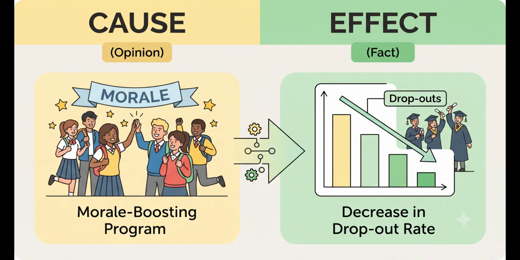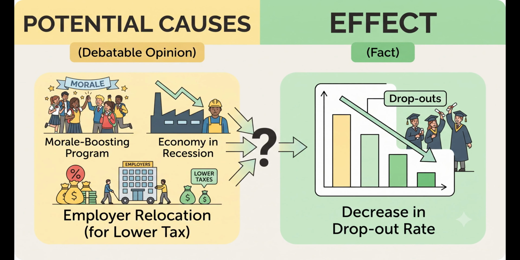It is also helpful to identify, between cause and effect, which is opinion and which is fact. Here, the suggestion that the program was the cause for the decrease in dropout rate is an opinion, while the decrease in dropout rate is a fact. It is undeniable that the dropout rate decreased. What is up for debate is what actually caused that decrease. It could be due to the morale-boosting program, or it could have been due to any of unmentioned possibilities, such as the economy being in a recession or potential employers moving to other regions for lower tax.